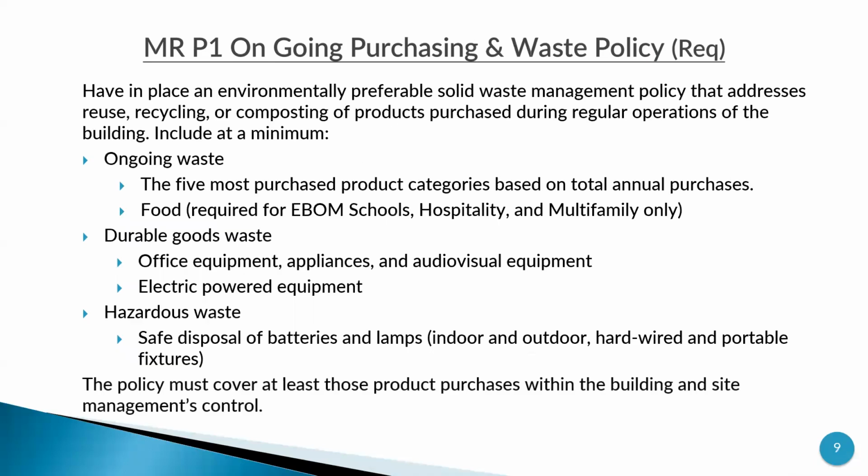Now, next continuation: have in place an environmentally preferable solid waste management policy that addresses reuse, recycling, or composting of products purchased during regular operations of the building, which includes three things. One is ongoing waste, the five most purchased product categories based on total annual purchases, again food for schools, hospitality, and multifamily. Whereas durable goods, again, office equipment, appliances, audiovisual equipment, and electric powered equipment. And hazardous waste is the third category: safe disposal of batteries, lamps indoor and outdoor, hardwired and portable fixtures.